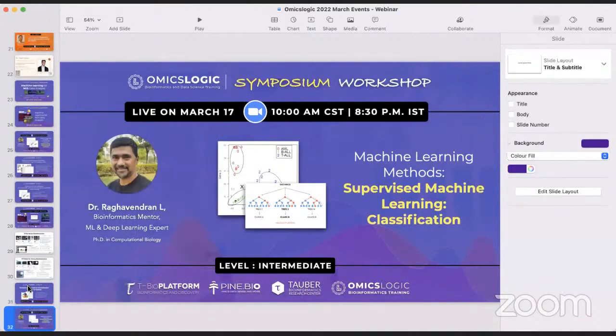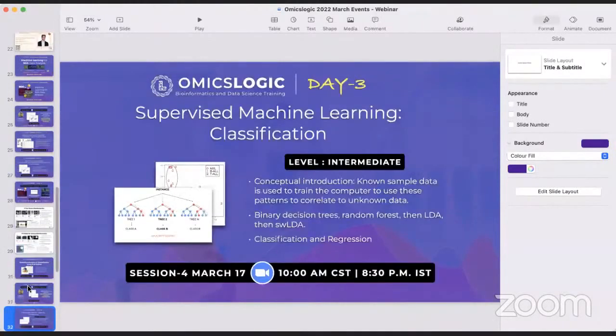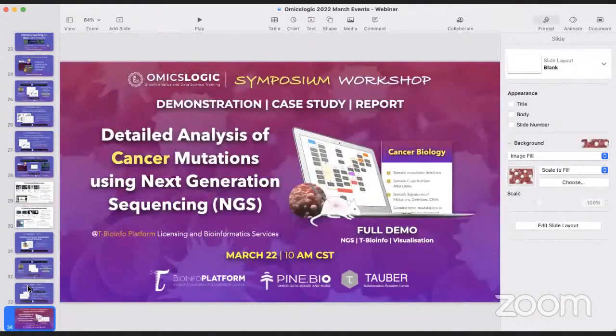That would be the last session on March 17th, to learn about supervised machine learning, and to get a good overview about how we apply machine learning for next generation sequencing data, and what kind of graphical outputs we can get to reach a good research outcome from these sorts of analysis, or to get some deeper understanding from this analysis.